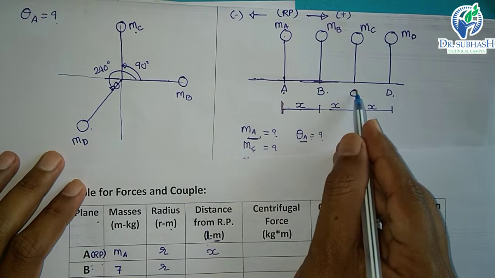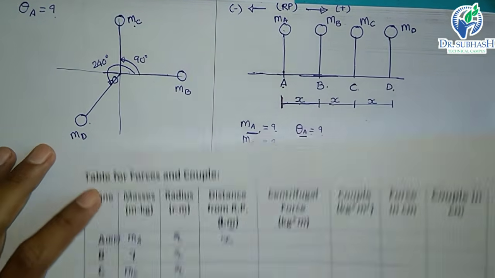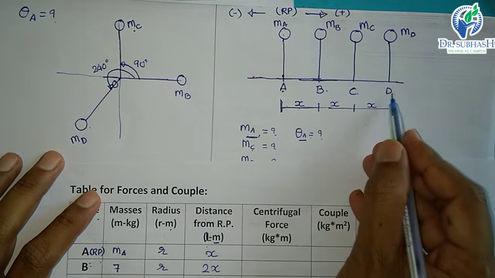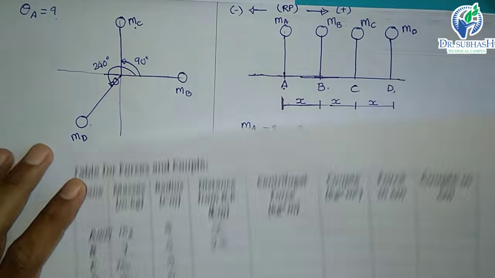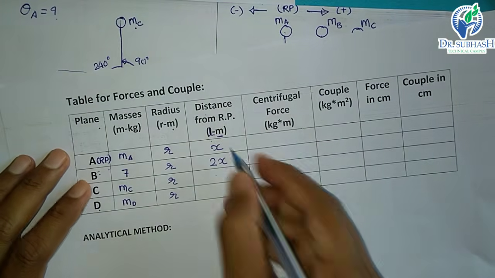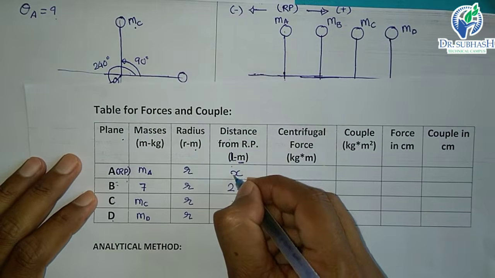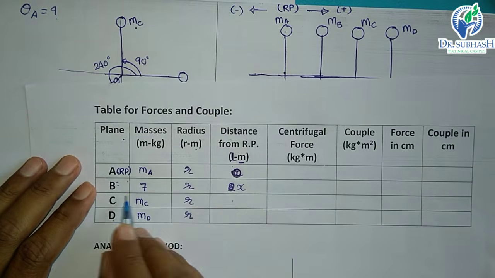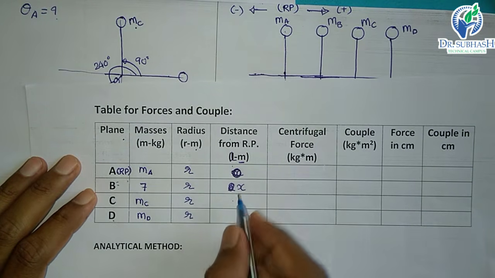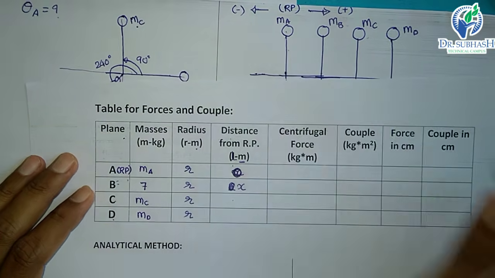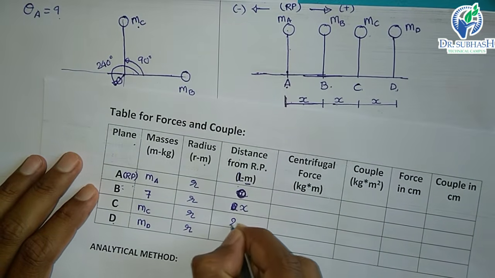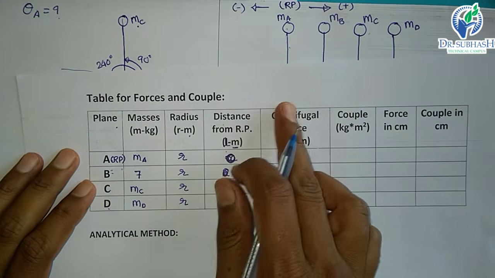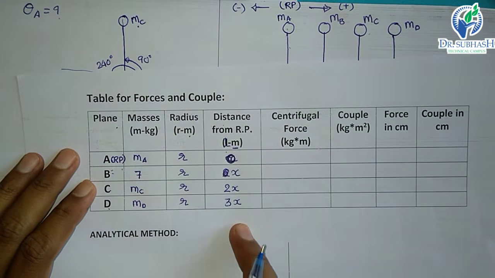Similarly, the distance of C plane from A plane is 2x, so here we write 2x. The distance of D plane from A plane is 3x. The distance of A plane from A plane is 0, so here we write 0. The distance of B plane from A plane is x, C plane is 2x, and here it is 3x. So now we have the distances of the different planes from A plane.